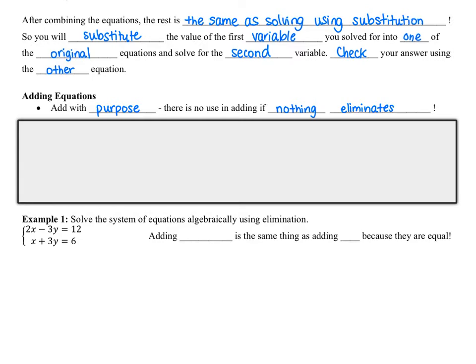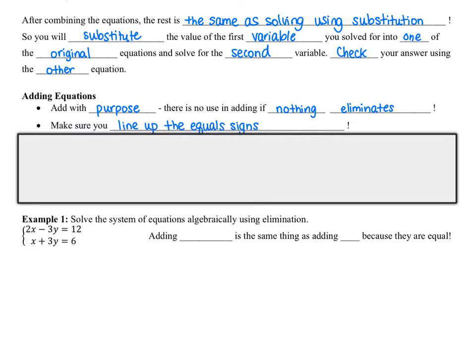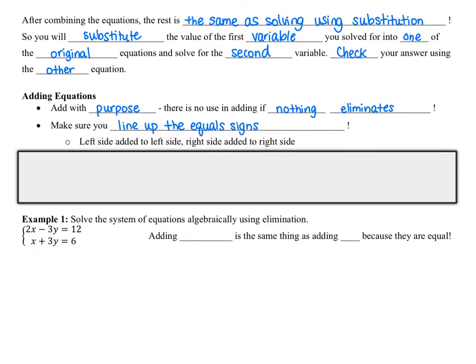But what I need you to recognize right away is whether or not something will eliminate. So you have to recognize if what we want to happen will happen or not. And if it won't happen, if nothing eliminates, we need to do something else first. So just make sure you're watching out for that. These first examples will always be set up really nicely for you so you don't have to do anything, but I don't want you to always think that's the case because usually it's not. So make sure you line up the equal sign. I talk about that. So adding left side to left side and right side to right side.